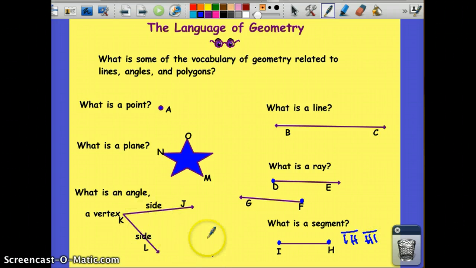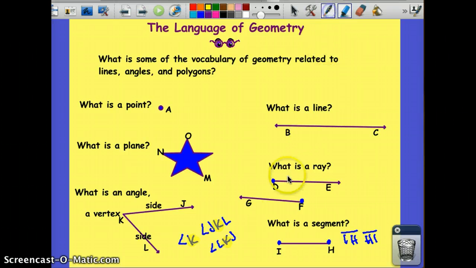As we move on over here, we have an angle, and an angle can be named by its vertex K, so we could call this angle K. We could call it angle JKL, or we could call it angle LKJ. Notice in all of these, the vertex K is in the middle.